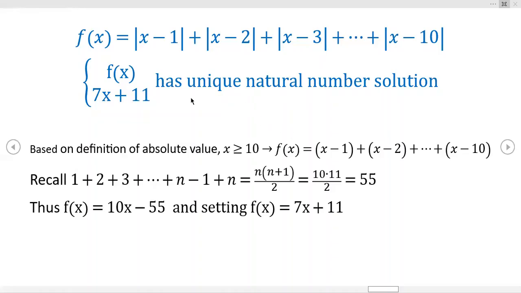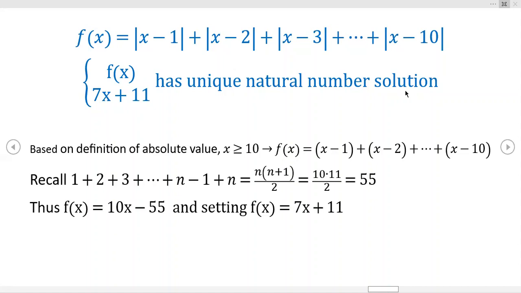Hi all. We have an interesting system of equations here. We have f of x defined to be a sum of, I guess, what do we have here? 10 absolute value expressions. And we're given a pretty big hint here. We're given that this system of equations has a unique natural number solution. Natural number solution meaning 1, 2, 3, 4 ad infinitum.